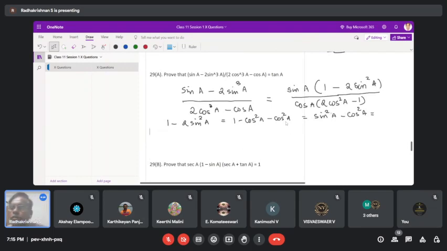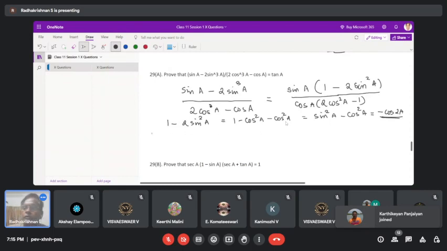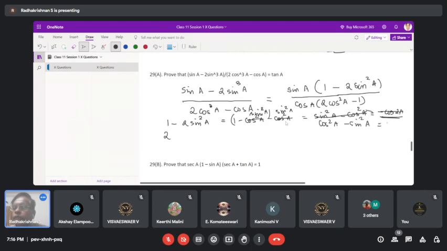This is cos 2A, because cos 2A is equal to cos square A minus sine square A. Sorry, I have written wrongly. 1 minus 2 sine square A should be written as 1 minus sine square A minus sine square A. So directly it comes to cos square A minus sine square A, because 1 minus sine square A is cos square A. This is cos 2A.